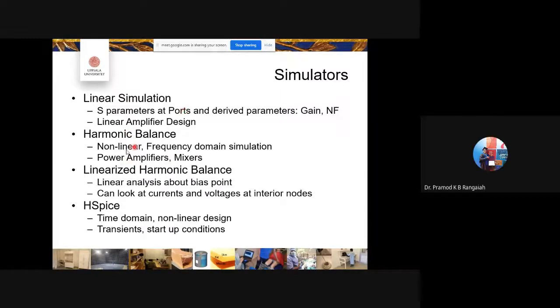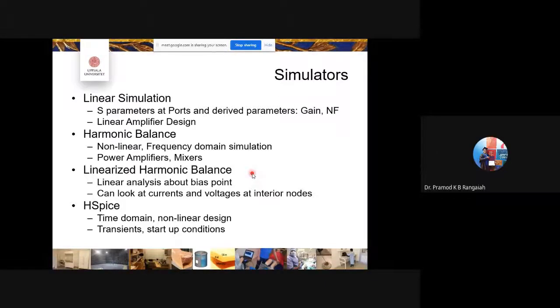HB models, like harmonic balance models, are for nonlinear analysis, majorly frequency domain simulations, especially if you're dealing with power amplifiers, mixers, and all these fields. And we do have a linear HB model. If I want to find some VI characteristics of any transistor, at that time we have to look at the bias points. So linear analysis about the bias points should be discussed.